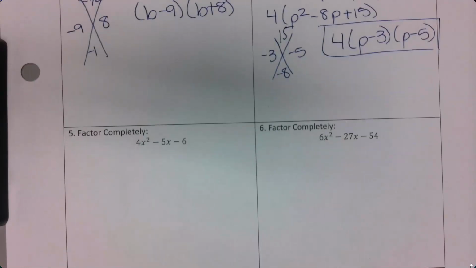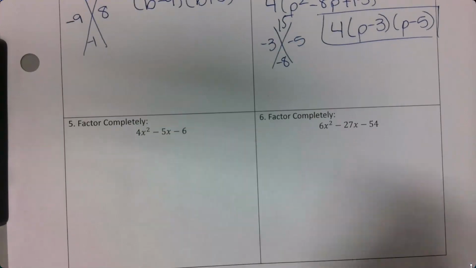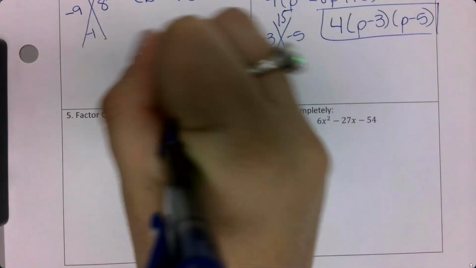On number 5, I cannot divide everything out by 4. So what I want to do here is I can either use the slide and divide method or I can factor by grouping. So I'm going to slide and divide on number 5 and then factor by grouping on number 6. On the test, you can use whichever method you want.